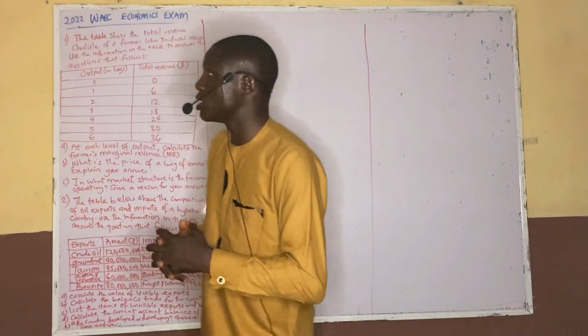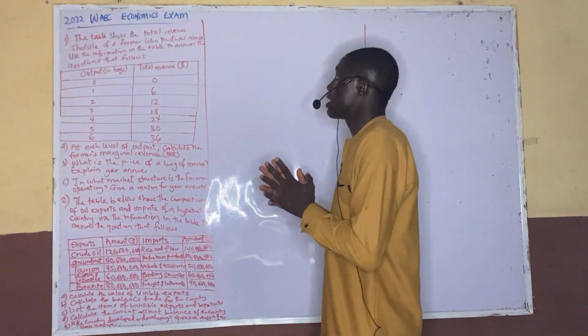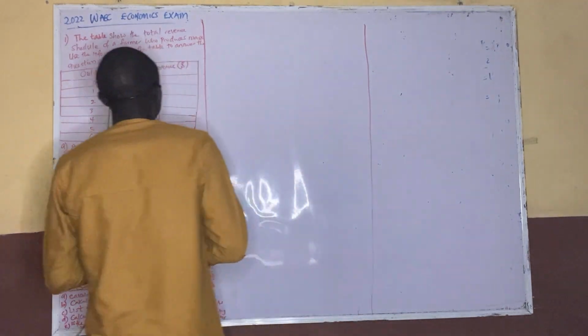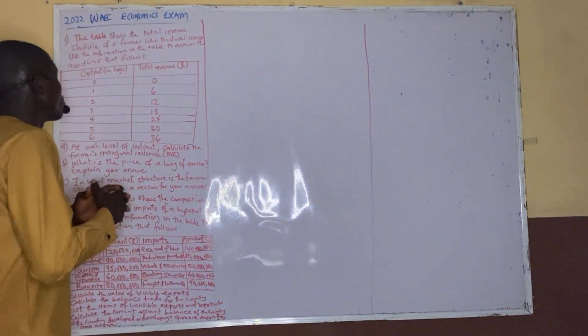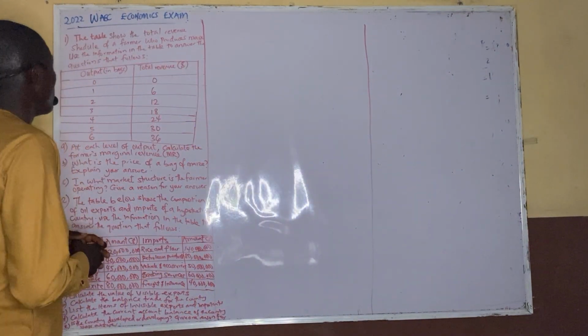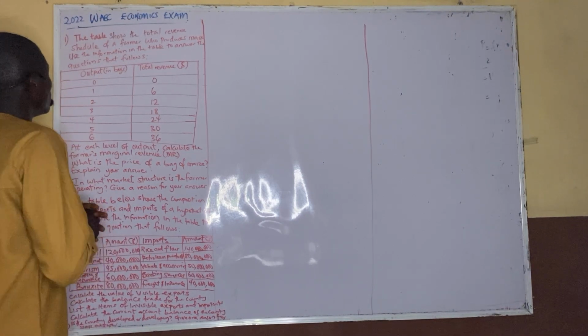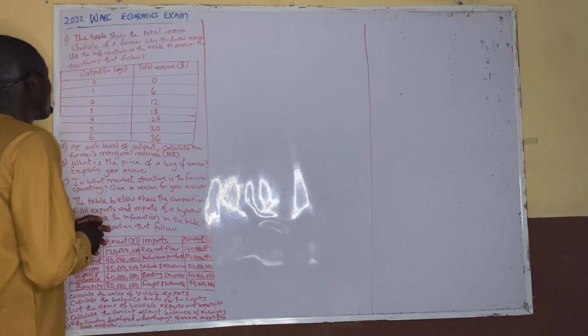We are going to be considering the 2022 WAEC Economics exam. This time around, I will be considering a table showing the total revenue schedule of a farmer who produces maize. Use the information in the table to answer the questions that follow.